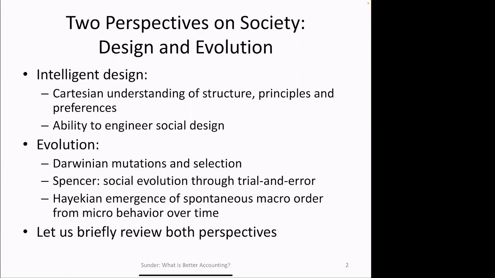On the other hand, the evolution perspective comes from Darwinian ideas about mutation and natural selection, which was developed by Herbert Spencer later in the 19th century as social evolution through trial and error. And in the 20th century, the Hayekian idea of emergence of a spontaneous macro order from micro behavior over time. In the broad sense, I think we can consider both intelligent design and evolution under the umbrella of design in this context. At least that's what I'm going to do. And we'll talk about both these perspectives.